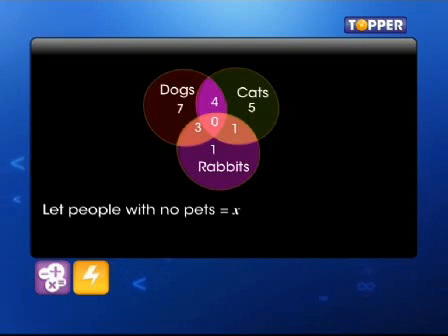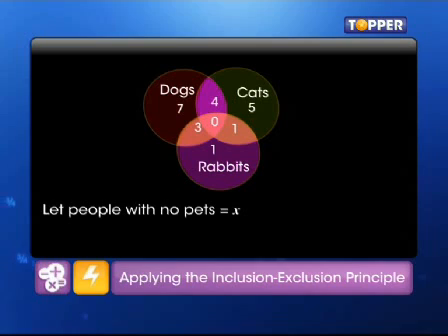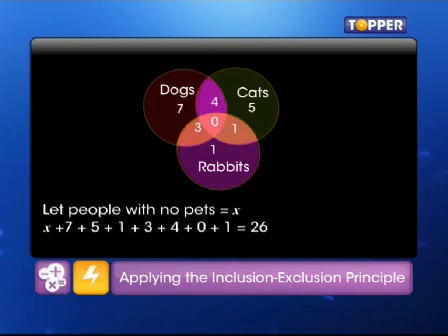The big question is, how many people have no pets? Assume that X people don't have any pets at all. Applying the inclusion-exclusion principle, we've learned this gives us X plus 7 plus 5 plus 1 plus 3 plus 4 plus 0 plus 1 is equal to 26. Simplifying, we get X is equal to 5. And what is X? X is those people that don't have any pet. 5 of them.